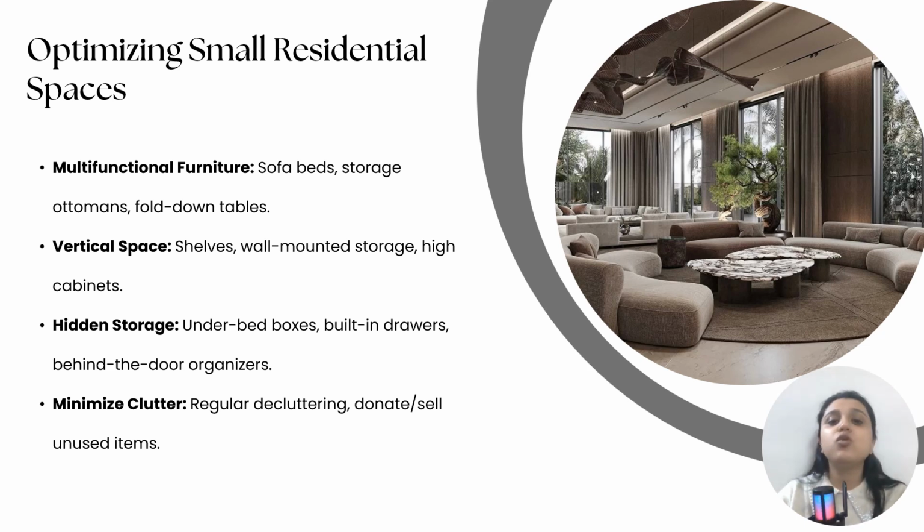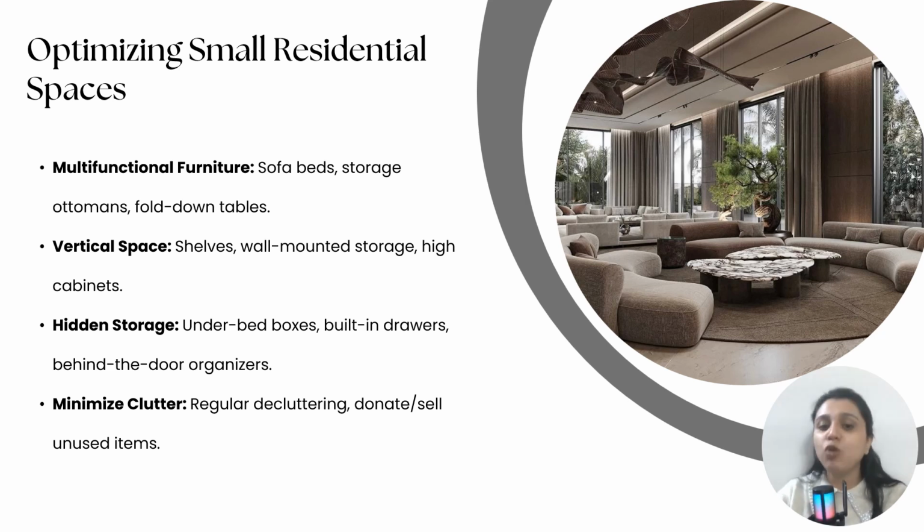For example, sofa beds. So if somebody is using the same room for the living area and at night they're changing it to a sofa bed, that can be used as a private sleeping space. Storage ottomans, fold down tables. There are so many kinds of furniture pieces available in the market which you can use for such kinds of spaces. But also if you want to create something of your own, that can also be a new design element.